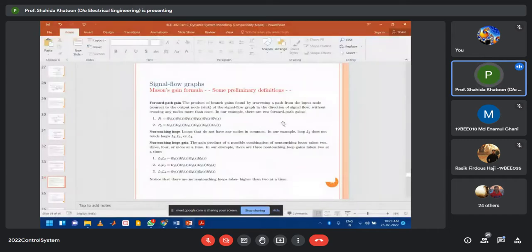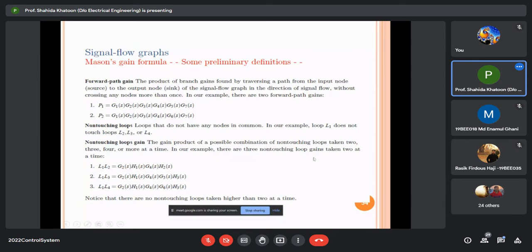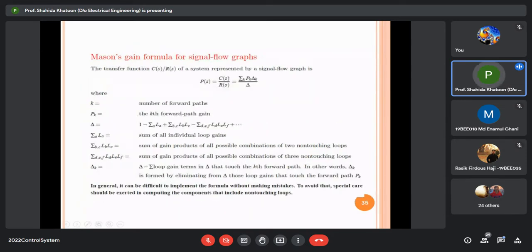So this is what we were doing right now. So signal flow graph. Then Mason's gain formula. This is the formula for Mason's gain.